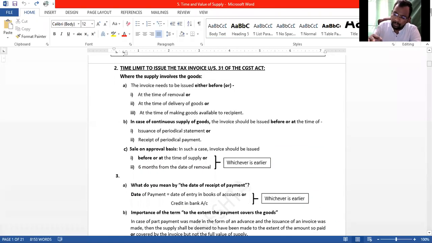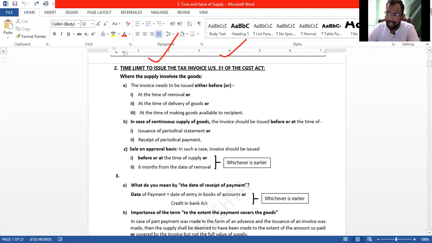Time limit to the issuance of tax invoice under section 31 of the CGST Act. Section 31 explains about what? The time limit for the issuance of tax invoice. First one, where the supply involves the goods, the invoice needs to be issued either before or at the time of removal, or at the time of delivery of the goods, or at the time of making the goods available to recipient. So 3 different scenarios.